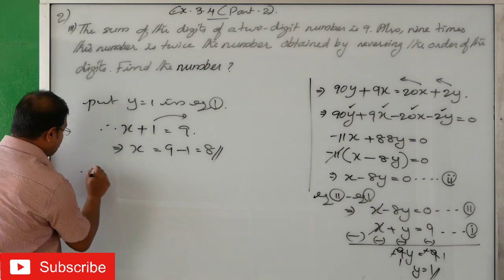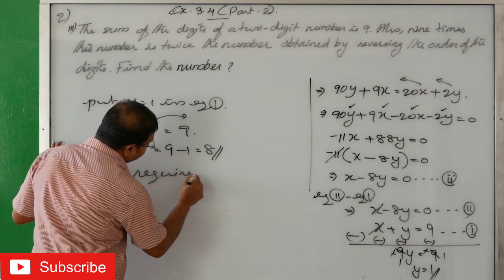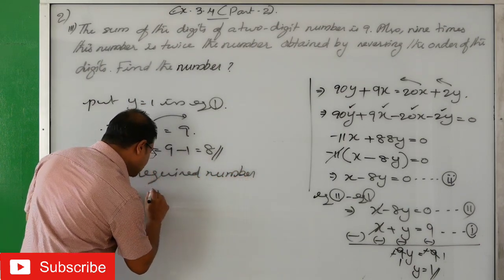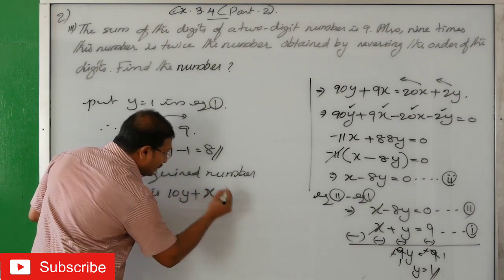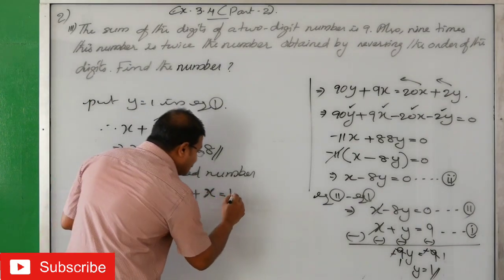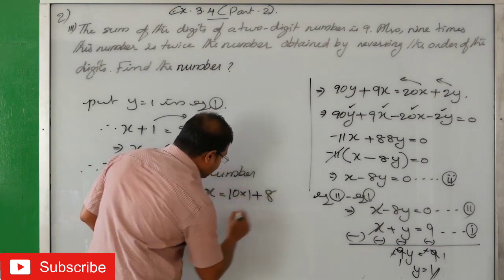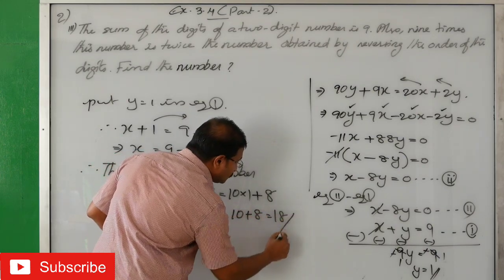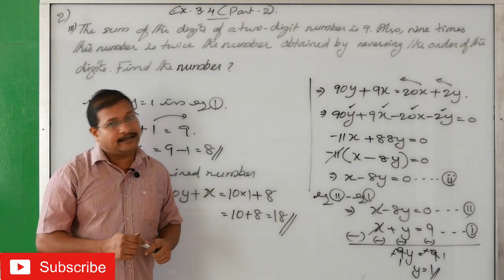Ready? Therefore, the required number is 10y plus x. 10 into y means 1 we will write, plus x is 8. That means 10 into 1, 10 plus 8 equals 18. So our required number is 18. Ready? Let's go to the next question.